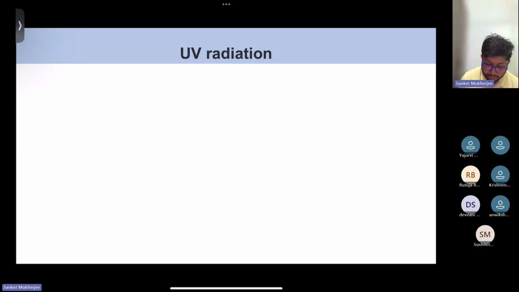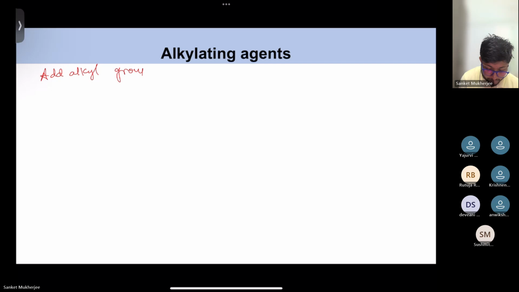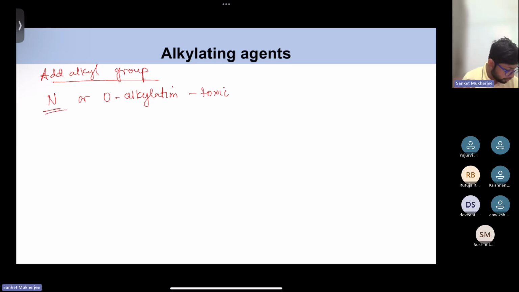Well, after UV radiation, there are alkylating agents. So alkylating agents add an alkyl group to the bases. That's the function. Now, alkylation can happen at the N residue or the O residue. O alkylation is more toxic than N-alkylation. N-alkylation is more common, likewise. And this kind of alkylation is repaired using base excision repair, right?